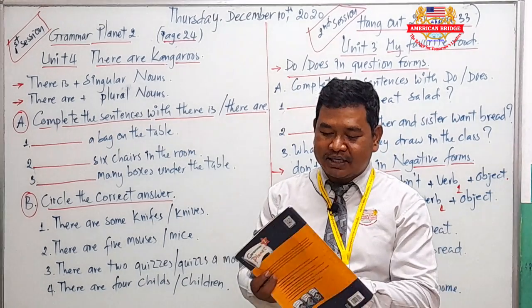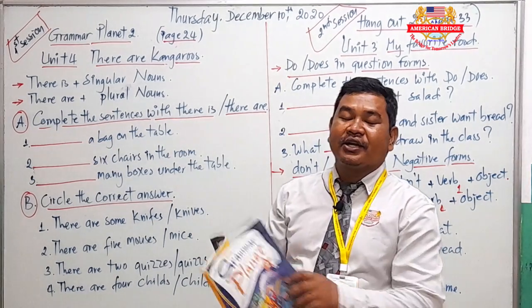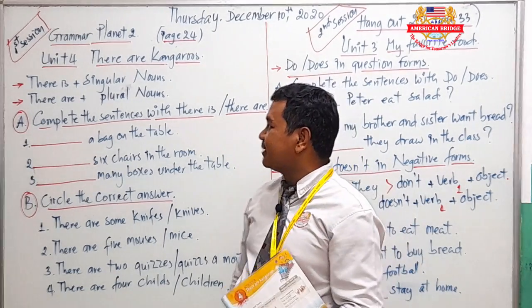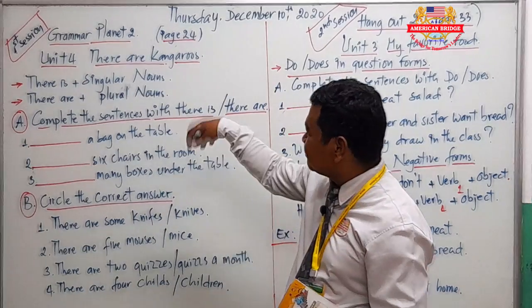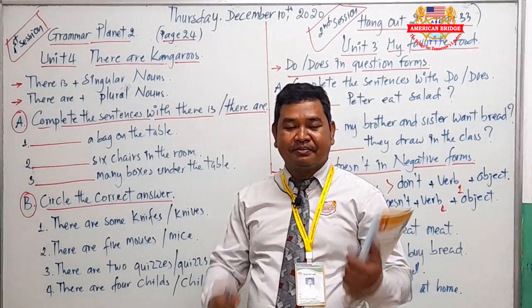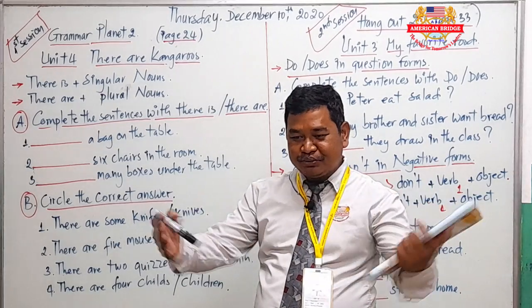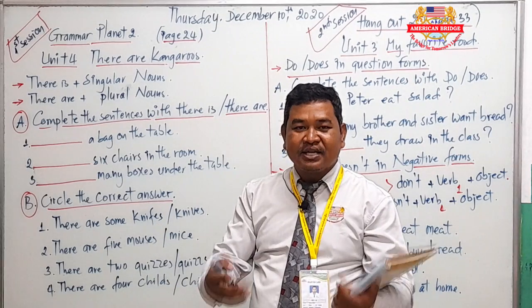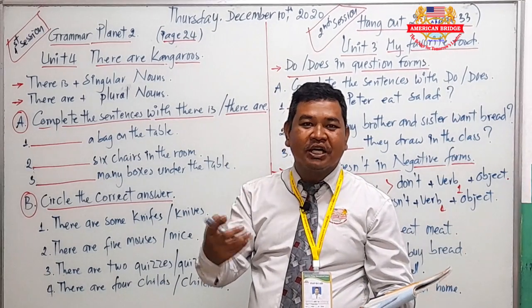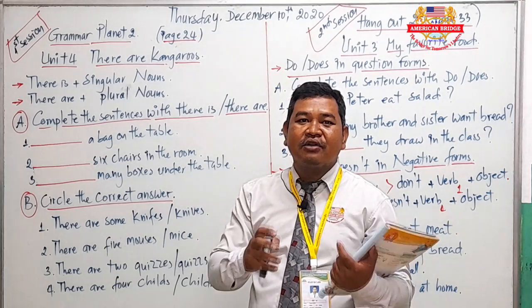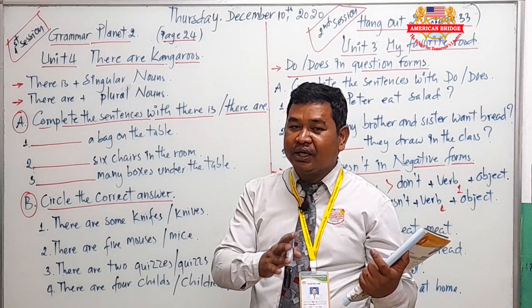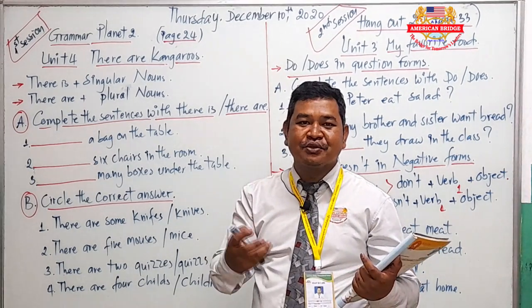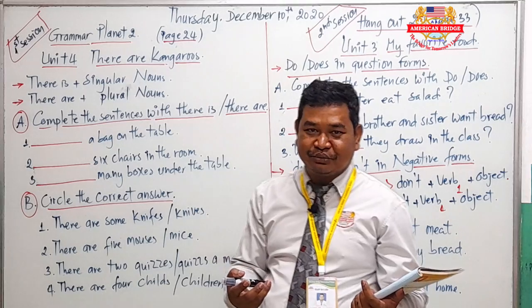Okay, based on your schedule, you are going to learn about, in the first session, Grammar Planet 2, page 24 again. But everyone, I want you to make it clear in this lesson with there is, there are, plus noun. So that's why I have to teach you again and again, review again and again, in order to make you clear and practice doing exercises in your workbook correctly.